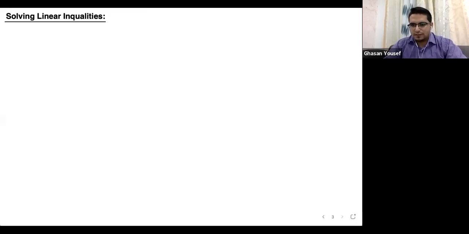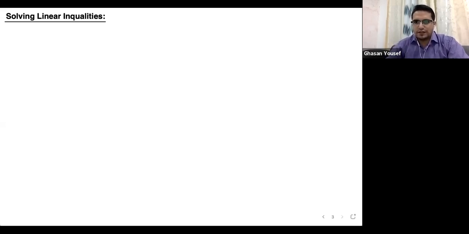Natasha, Ryan, any idea what is the meaning of linear equation, or linear in general? Natasha said y equals mx plus b. This is a linear equation, and this is correct. What about the power for this linear? What is the highest power for linear in general?